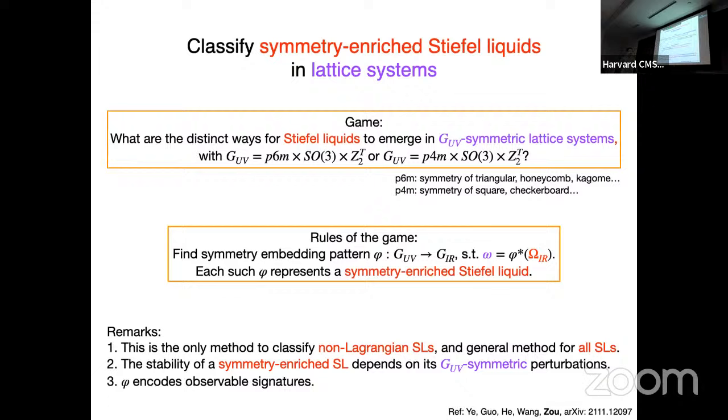There are some remarks. As far as I know, for those non-Lagrangian theories, this is the only method to classify them. And because they are gapless, when they are realized, we would like to ask about their stability. But the stability is really determined by the G_UV symmetric perturbations. G_UV is the microscopic symmetry. And we need to know the scaling dimensions of those G_UV symmetric perturbations. If they are irrelevant, then it's stable. If I have one relevant perturbation, it's a critical point. If we have more, it's a multi-critical point.